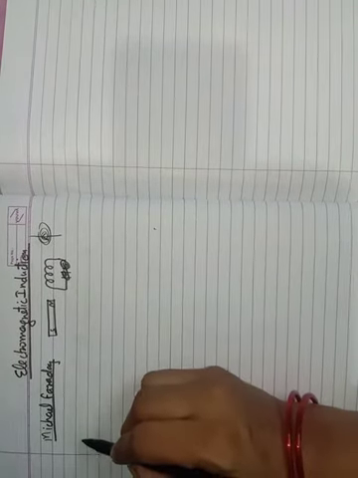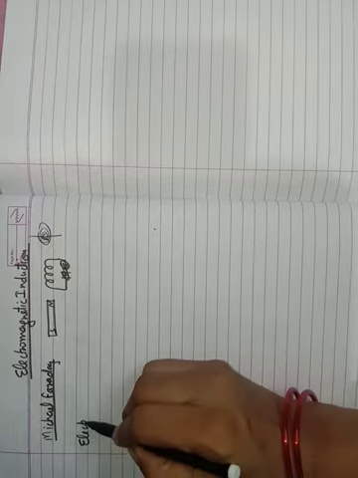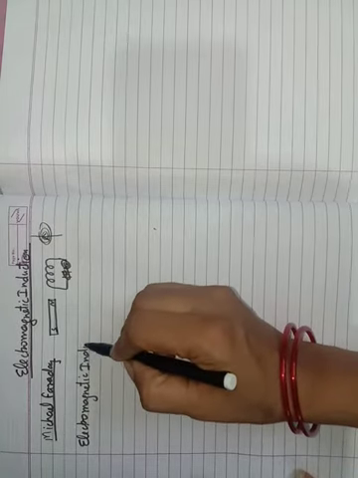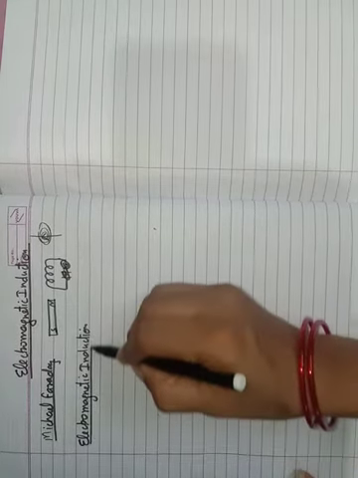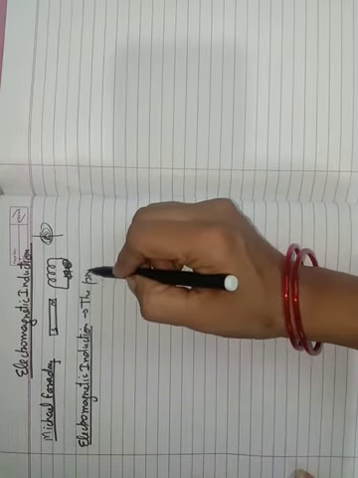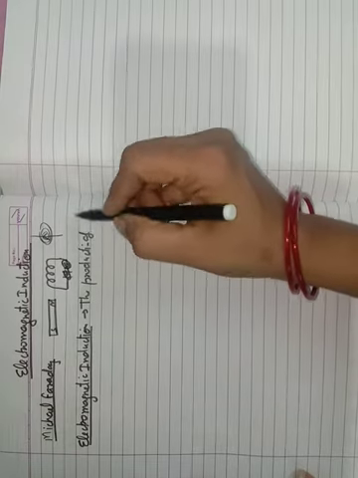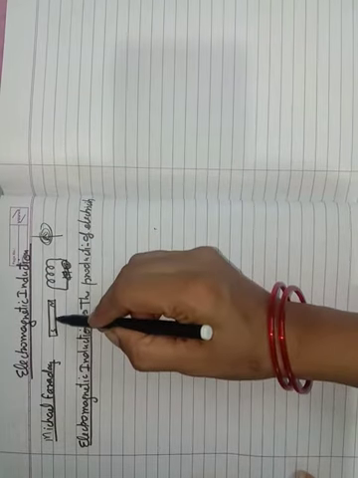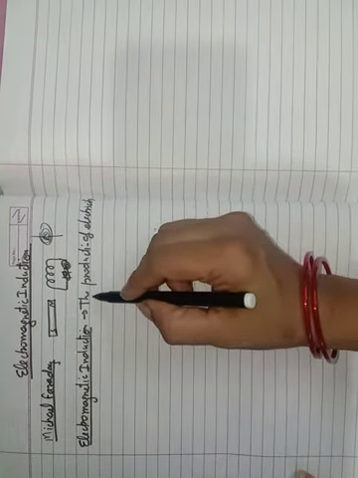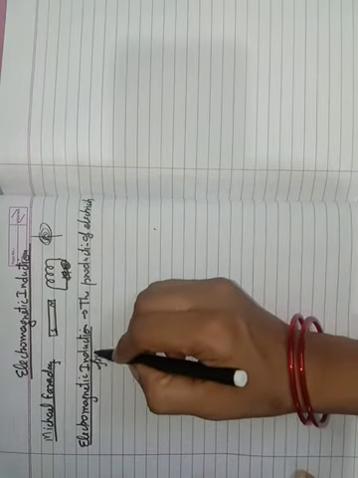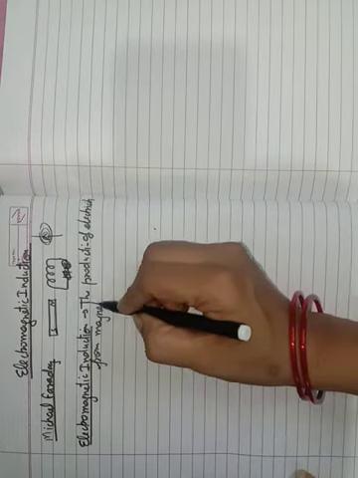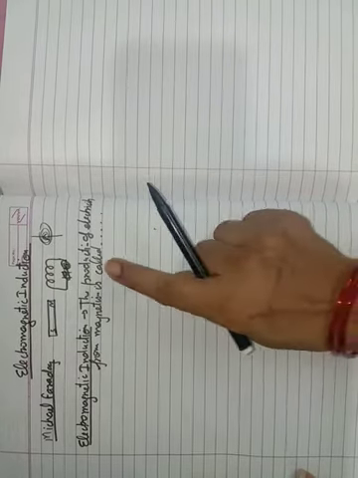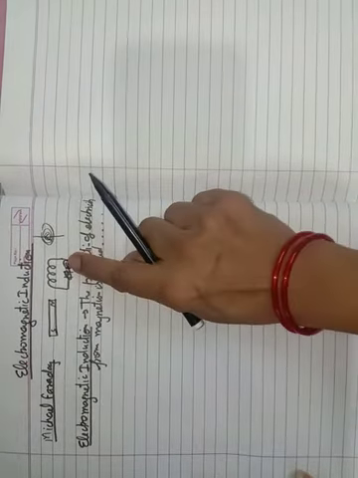So first of all, we will write the definition of electromagnetic induction. The production of electricity from magnetism is called electromagnetic induction. We are producing electricity by using a magnet, and this production is called electromagnetic induction.